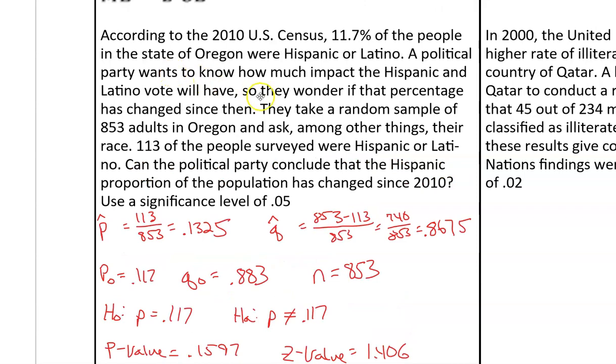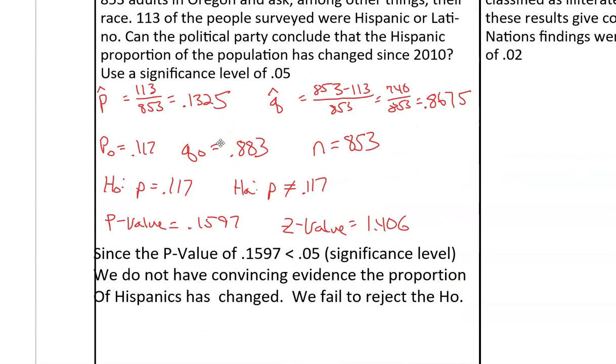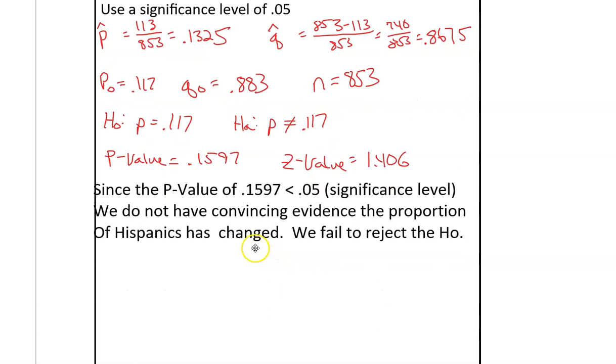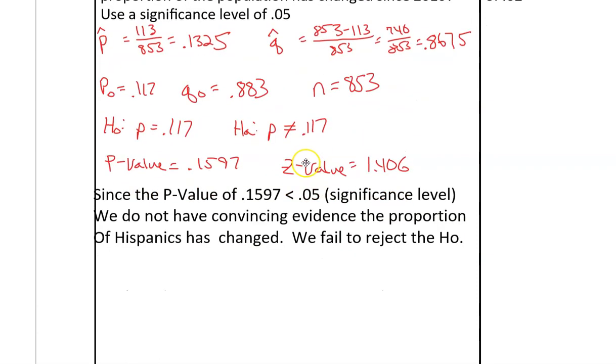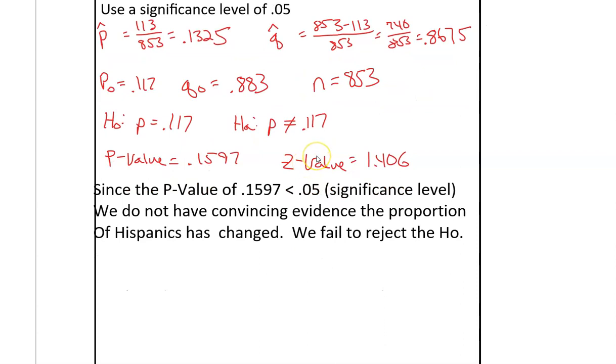So my conclusion I would come to here is, since the p-value of 0.1597 is greater than 0.05, which is the significance level, we do not have convincing evidence the proportion of Hispanics has changed, so we fail to reject the H0. So the p-value failed to reject the H0, but we still want to find the confidence interval as well, because you want some practice finding a confidence interval.